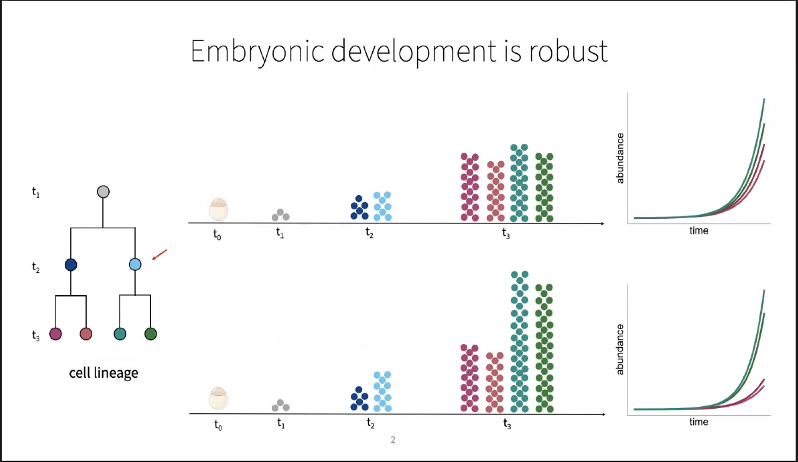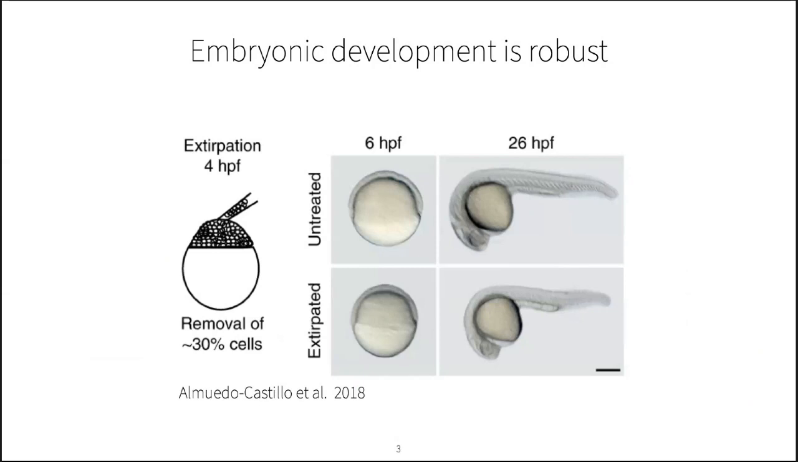And yet rarely do we see a zebrafish, a fish swimming around with one little fin and one giant fin. That really only happens in Finding Nemo. In fact, embryonic development is incredibly robust. You can remove 30% of the cells in embryos that are 4 hours post-fertilization, and at 26 hours, those embryos will look basically normal, but they'll be a bit smaller.